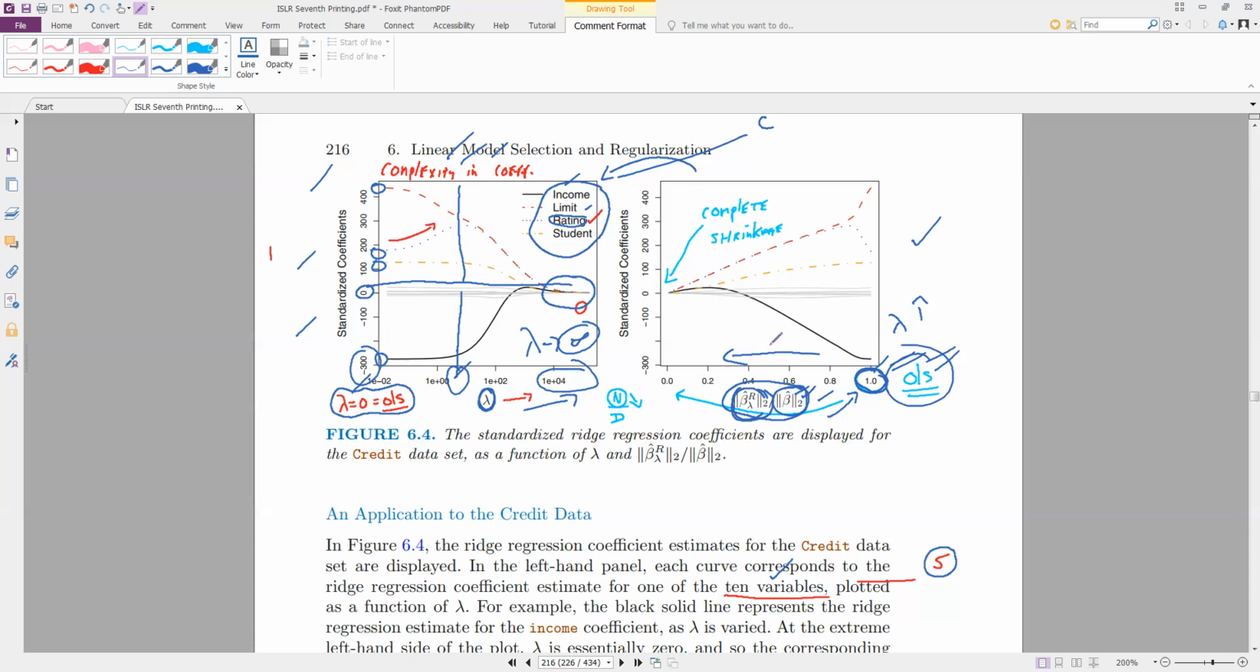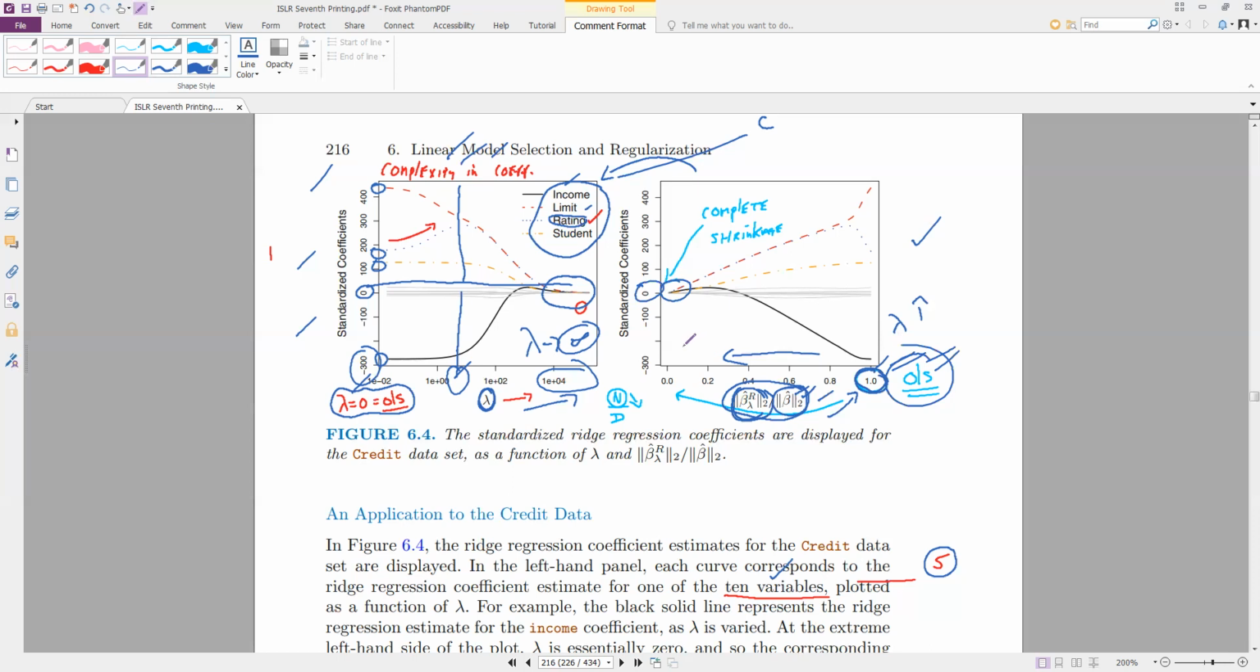Now let's look as we adjust the value of the tuning parameter, we see what happens eventually as we get closer and closer to the limit, right? As it gets larger and larger, what happens? They go to 0, which is why we have a 0 here, where you have complete shrinkage.